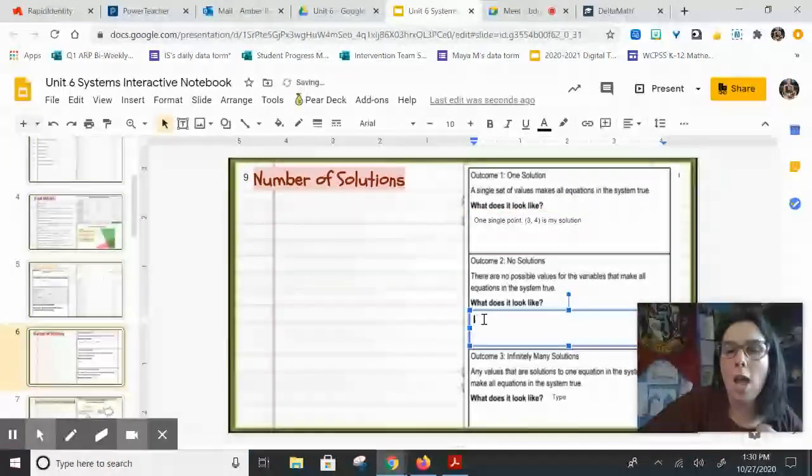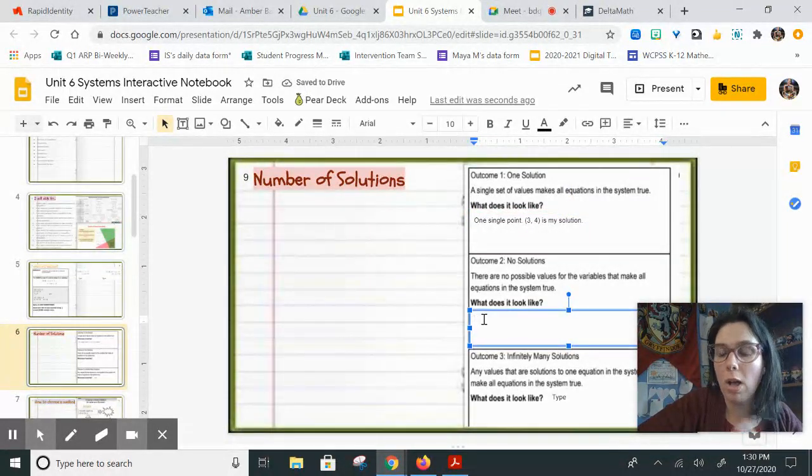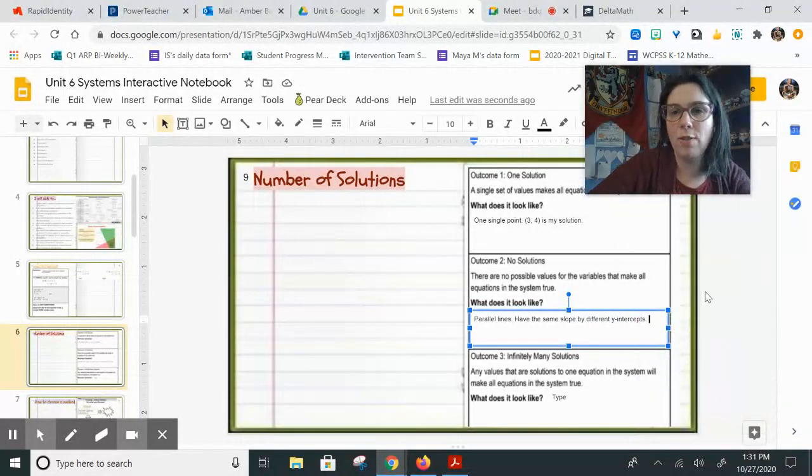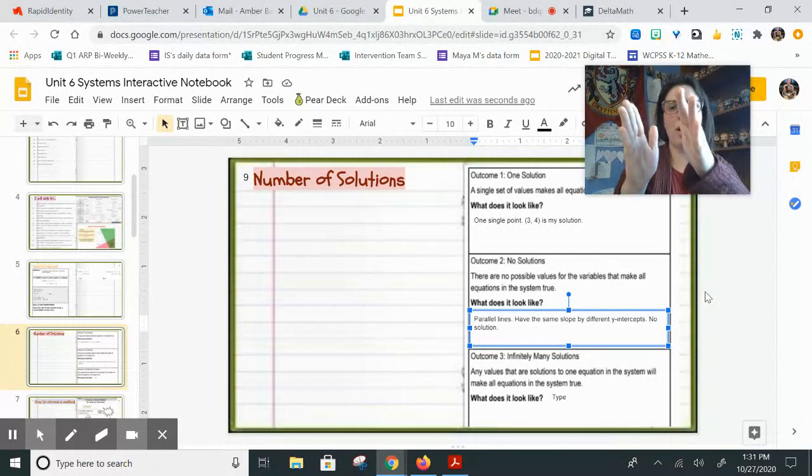Now, no solutions. If you have no solution, that means nothing you'll ever plug in will be able to work. Okay, and if you were to graph it, it would look like parallel lines. Okay, and that happens when you have the same slope, but different y-intercepts. And then for your answer, you will put no solution because they don't cross. So what would happen is they're like this, so no solution would ever work because they're never going to cross.